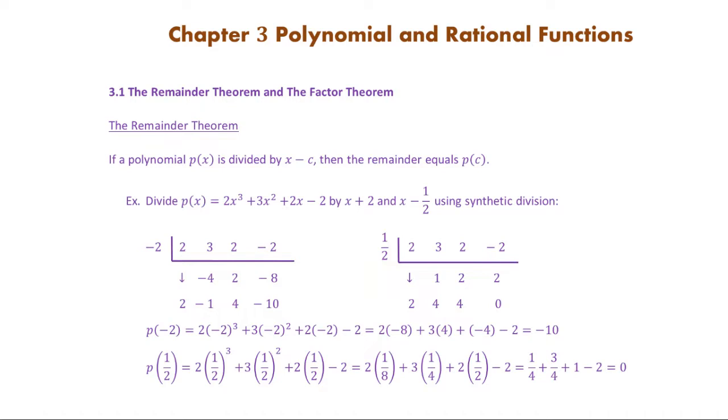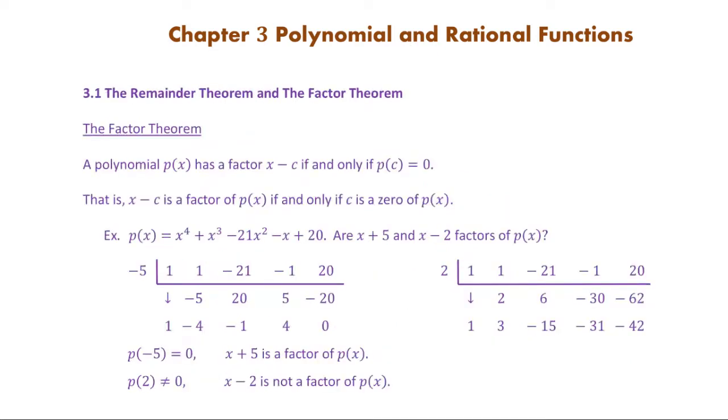So we do get p of 1/2 equal to 0, which is the same result as we got from the synthetic division. So these two examples just verify the remainder theorem, okay? So we have two different ways to find the remainder of this division by x minus c. All right? Any questions at this point? No question. So you should be familiar with synthetic division. You should do synthetic division practice by yourself.